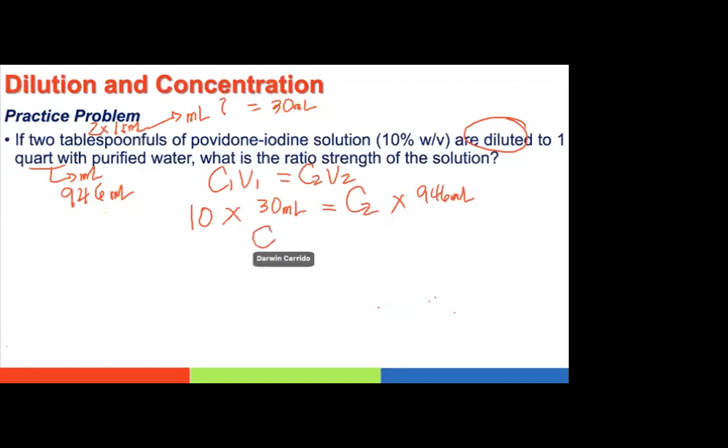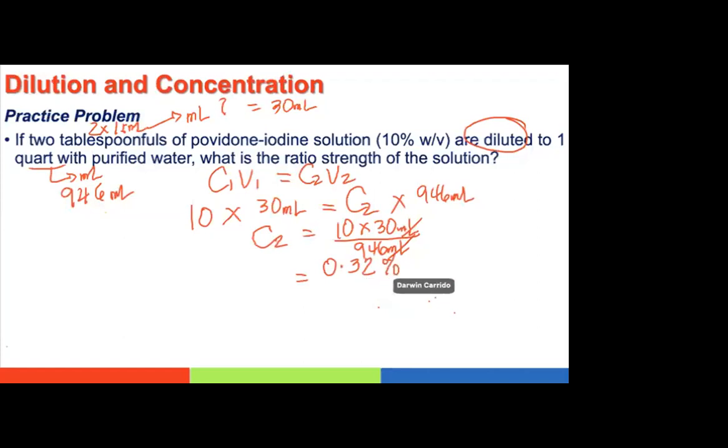Let's solve for the final concentration. This is equal to 10 times 30 ml divided by 946 ml. Cancel out the same unit. What's the answer? We are as is, do not put any percent in your calculator. What's your answer? 0.317, two decimal places only, so 0.32.